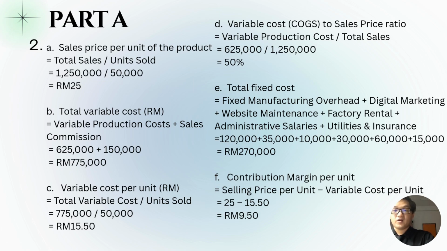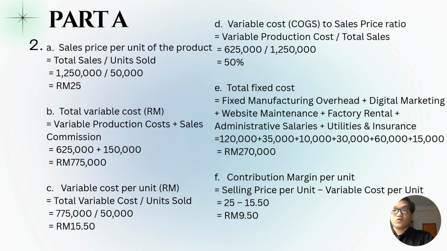B. The total variable cost. That equals the variable production cost plus the sales commission, which is 625,000 plus 150,000, and we will get 775,000 ringgit. C. The variable cost per unit. That equals the total variable cost divided by the units sold, which is 775,000 divided by 50,000, and we will get 15 ringgit 50 cent.